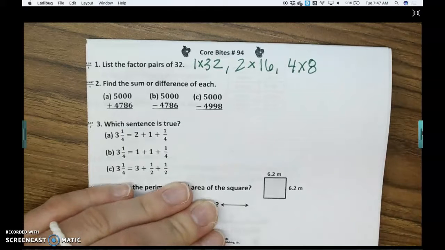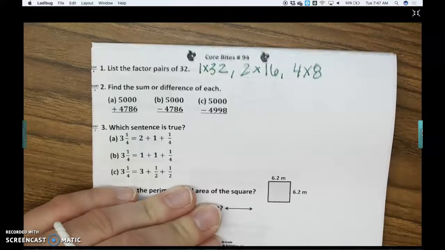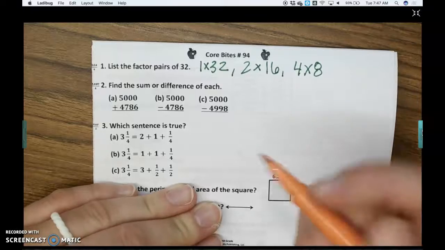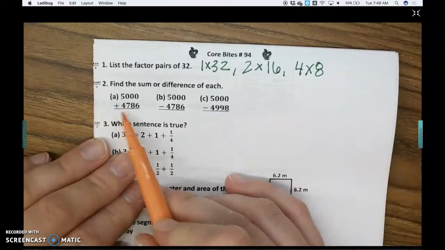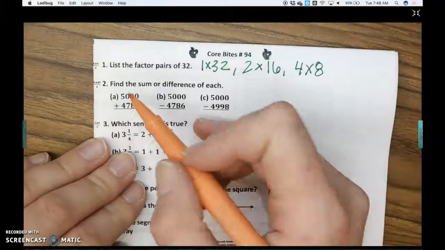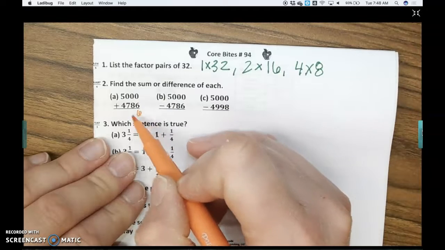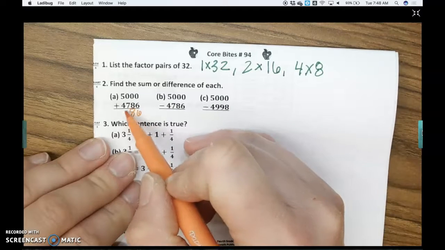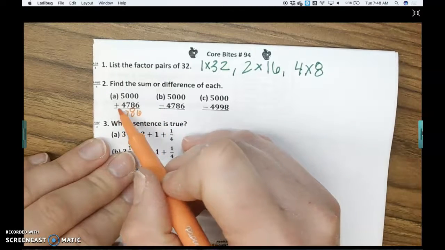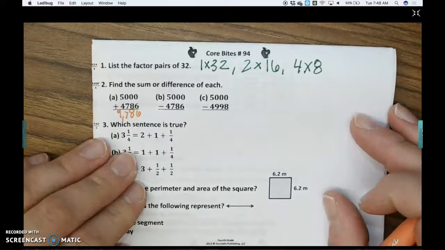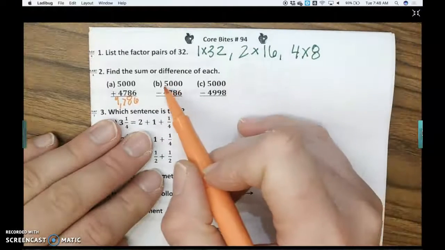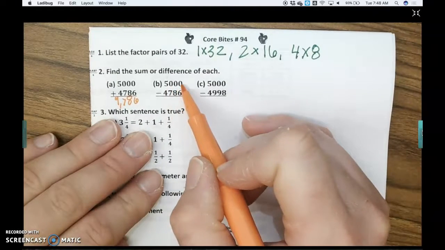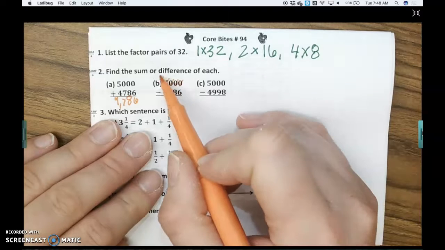For number 2, it says find the sum or difference. So either you're adding or subtracting. So go ahead and look before you start. So we're adding, subtracting, subtracting. 6 plus 0, 8 plus 0, 7 plus 0, 5 plus 4. So 9,786. Here we are going to have to regroup because you can't take something from nothing, right?